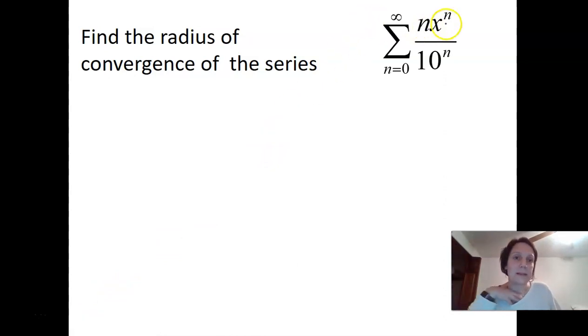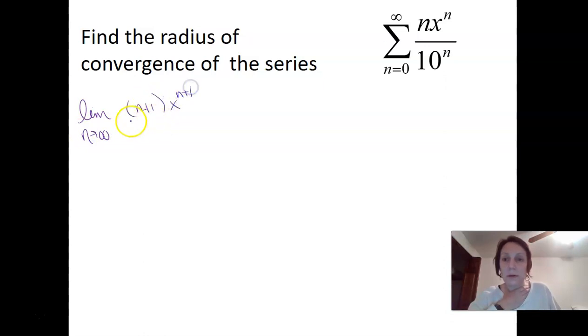This one is n x to the n over 10 to the n. So let's set up our good old ratio test. I have an n plus 1, x to the n plus 1 over 10 to the n plus 1. And I'm going to do my invert and multiply: 10 to the n, x to the n.